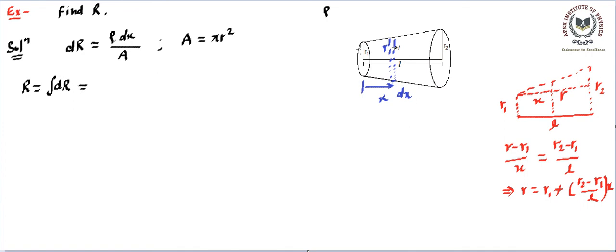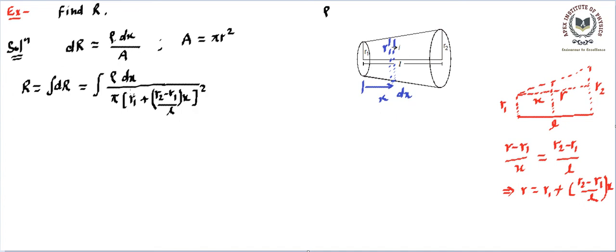Later on we are going to think about them as being in series, because the current is going to be the same, hence we are writing R1 plus R2 plus R3, that's why we are integrating as dR. So further proceeding will lead to rho times dx divided by A, which is pi r square, and r is going to be this term, which is basically R1 plus (R2 minus R1) divided by L into x, and we need to take the square of this entire thing.